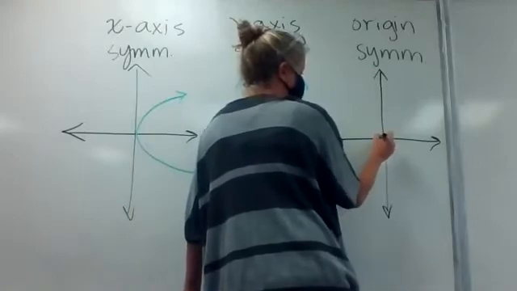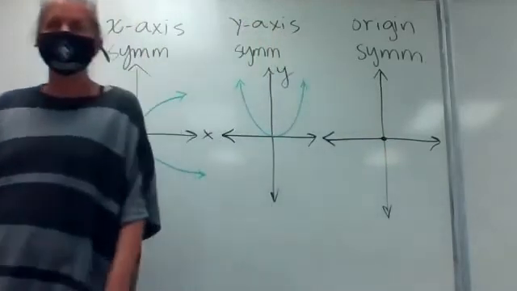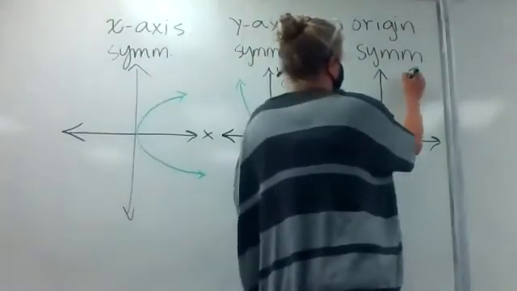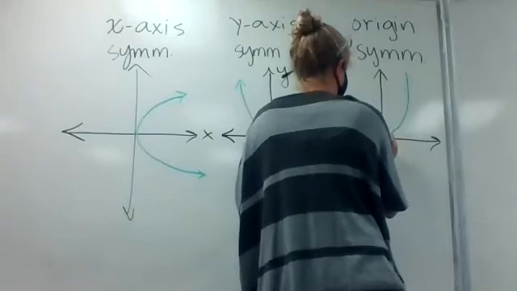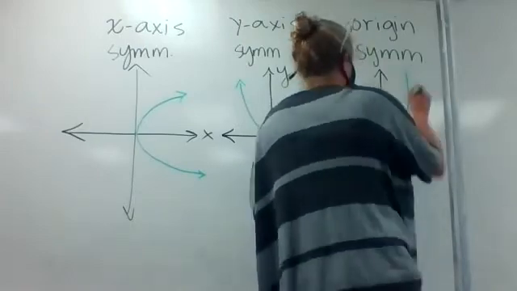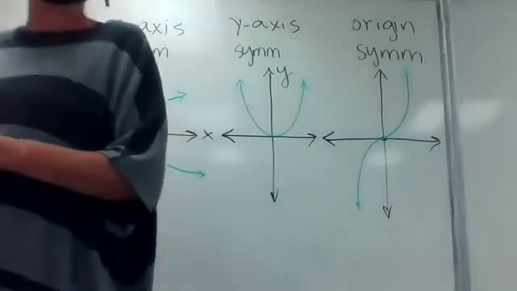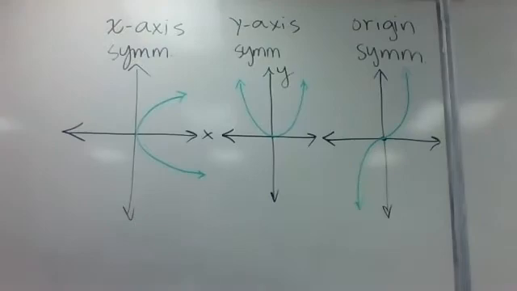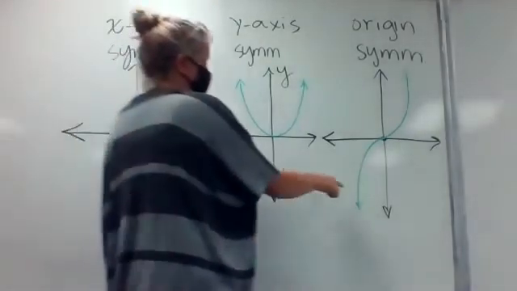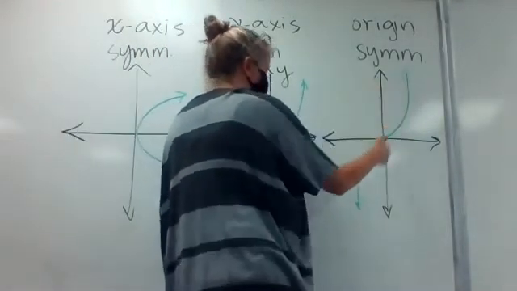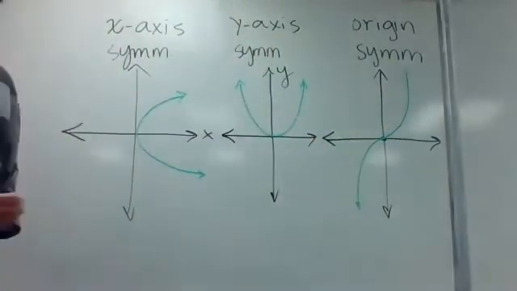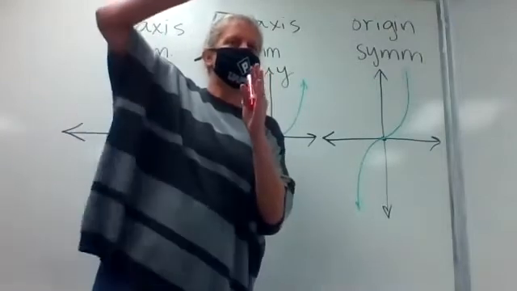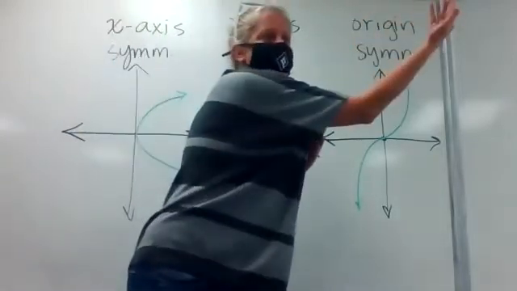Origin symmetry. Here's your origin, right in the middle, where the x-axis and the y-axis meet. This one's a little more difficult to see. This is what an example of origin symmetry would look like. Okay, now the way I like to think about it, there's two different ways you can think. You can think about this rotating 180 degrees and it would land on that, or origin symmetry means you're symmetrical with the x and then the y.